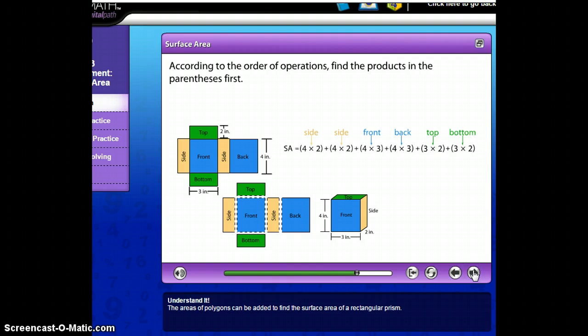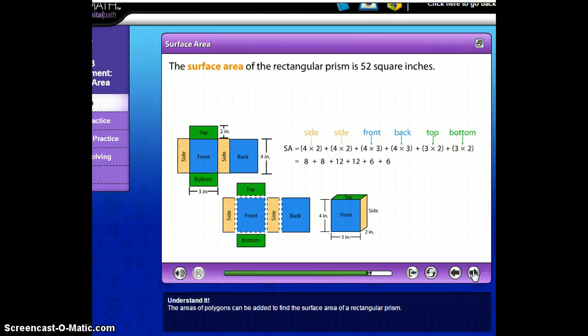Oh, sorry. According to the order of operations, find the products in the parentheses first. So we're going to multiply. We're going to get 8 plus 8 plus 12 plus 12 plus 6 plus 6. Add the areas of all the faces to find the surface area. The surface area of the rectangular prism is 52 square inches. Okay, we put square because this is area. Area is always squared. Always.